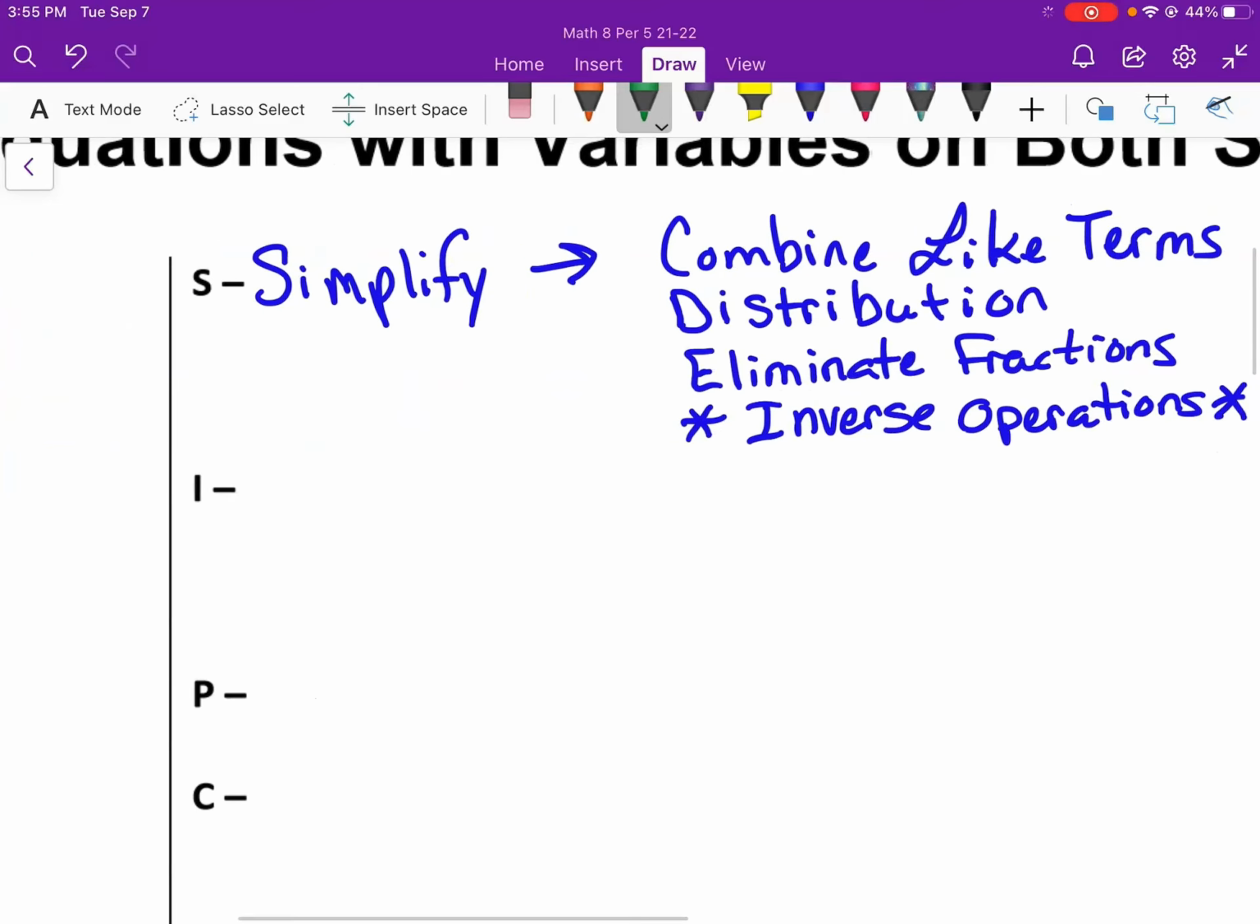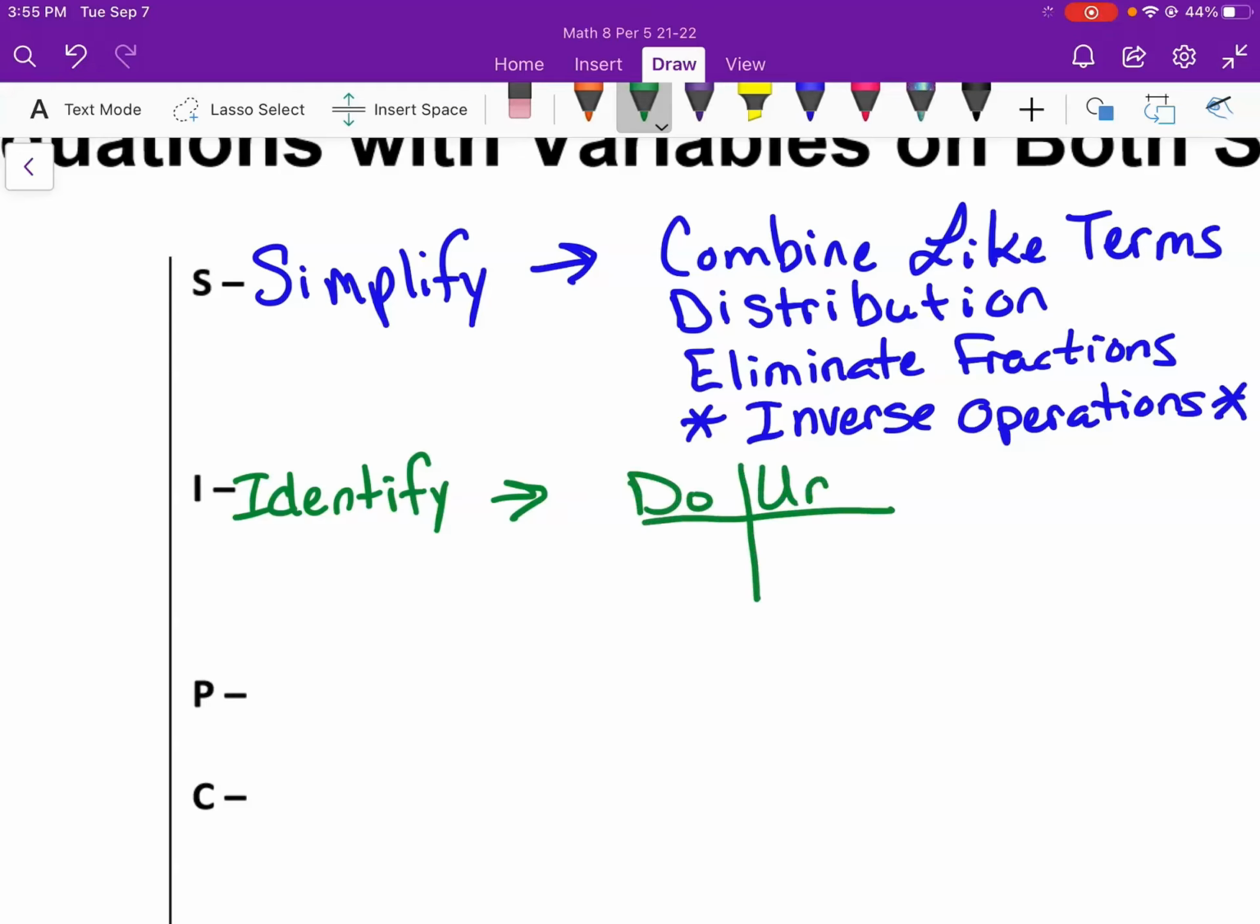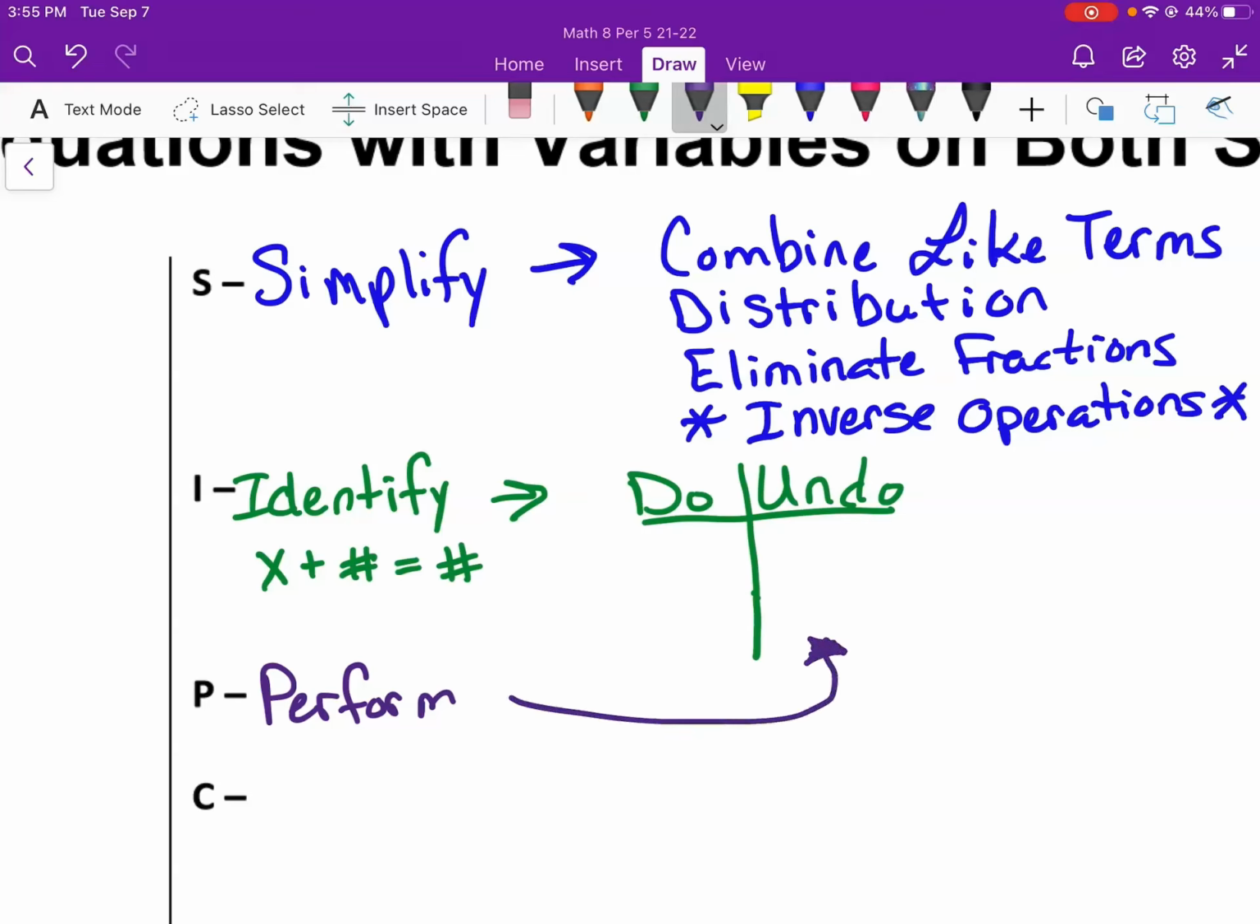Okay, so I is identify. This is where you do your do and undo. So at this point, you have a variable plus a number equals a number. P is perform, and that means you do the undo side. And then C is check.